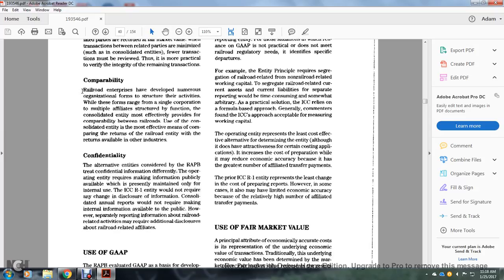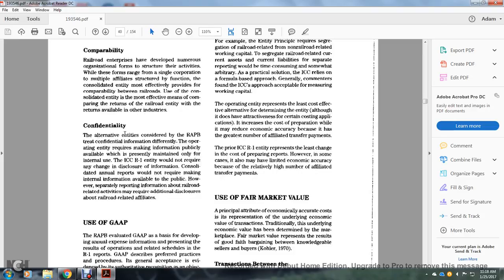Now, comparability. Railroads and enterprises develop numerous organizational structures for these activities, whether formed of a single affiliate or multiple affiliates. Structuring with the function of the consolidated entity most effectively provides comparability between railroads. Using the consolidated entity is the most effective means for comparing the returns of the railroad entity with the returns available for the industry.